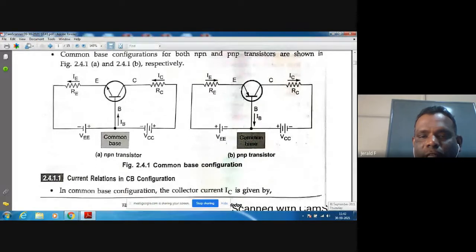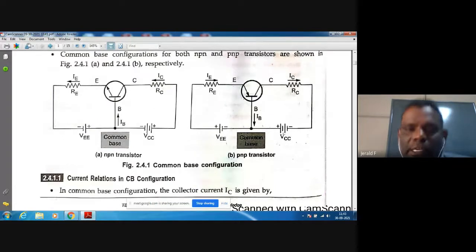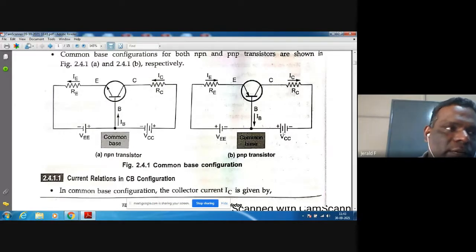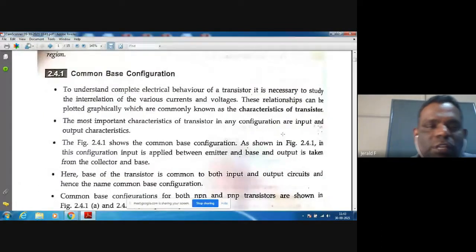In the PNP transistor, the emitter should be positive, and the negative should be connected to the base. The base is positive relative to the emitter and the collector is negative. Whether it is a PNP or NPN transistor, the base emitter junction is forward biased and the collector base junction is reverse biased. The first thing we can discuss is the common base configuration.